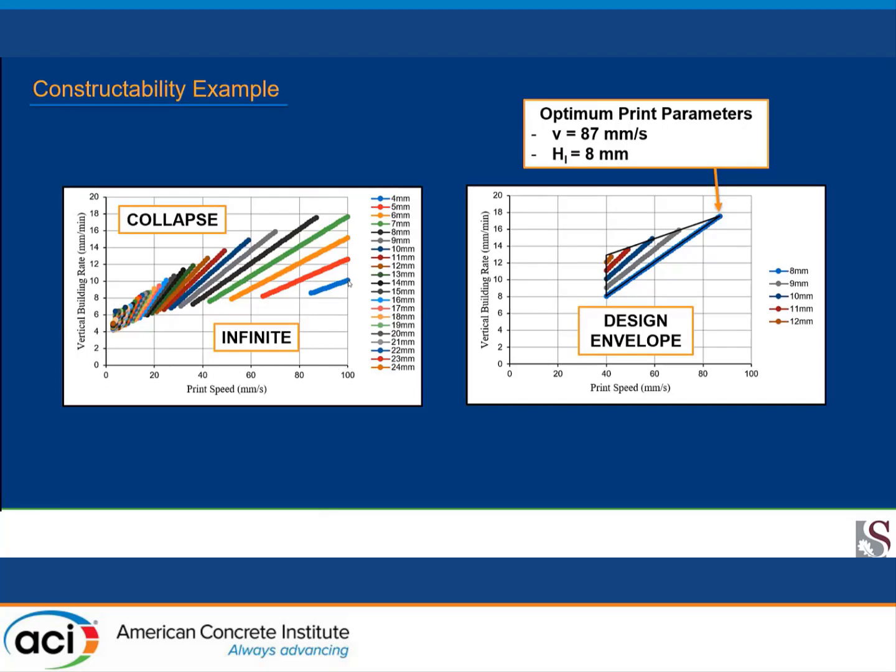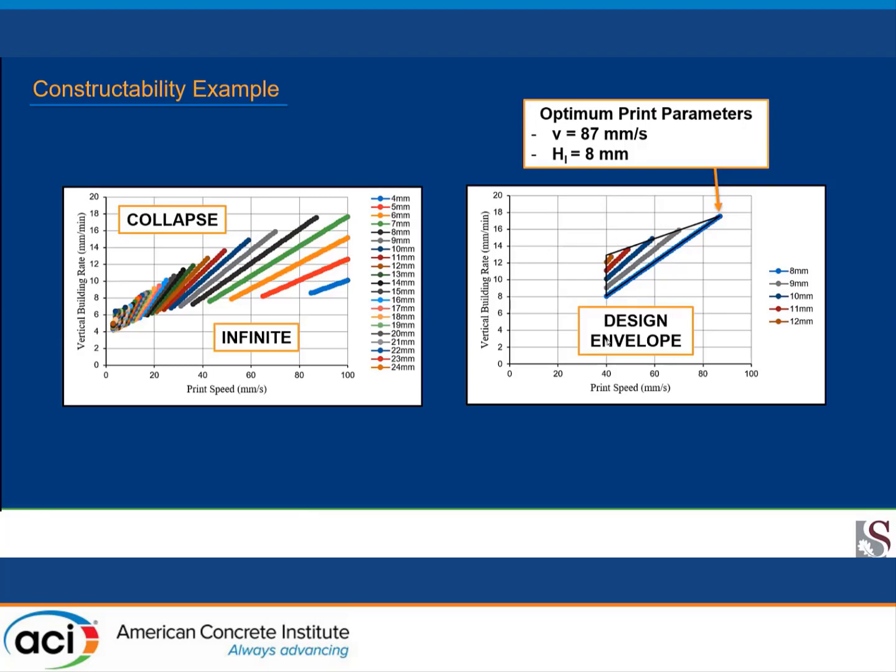And then essentially what you do, for instance, if we choose 100 mils per second in your print speed, and you go up to over there where the 4 mil is, and you take it across, you can see that your vertical building rate is 10 millimeters per minute, and you will be able to print that entire structure without failure, right? So you can really choose any of this. You can even go below this, you'll get infinite printing, but you can't choose any combination above this because you'll get collapse.